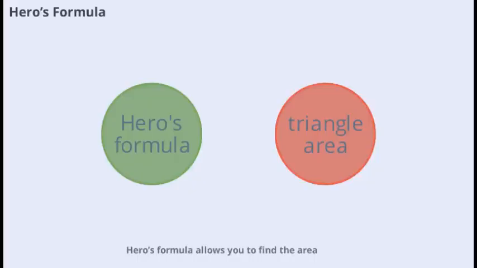Heron's formula allows you to find the area of a triangle when you know all three sides. The formula is area equals the square root of s(s−a)(s−b)(s−c), where s is the semiperimeter, s equals (a plus b plus c)/2. This formula is especially handy when no angles are given, only the lengths of the sides.